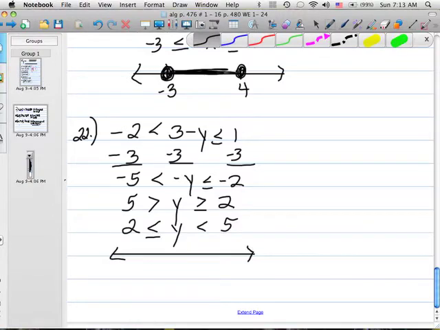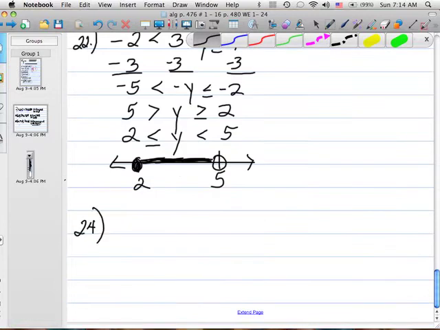And graphing it, we have 2 and 5, it's in correct order. Closed circle at 2, because 2 is less than or equal to y. Open circle at 5, because y is less than 5, shaded in between. And you can pick a number and check it, and it works.